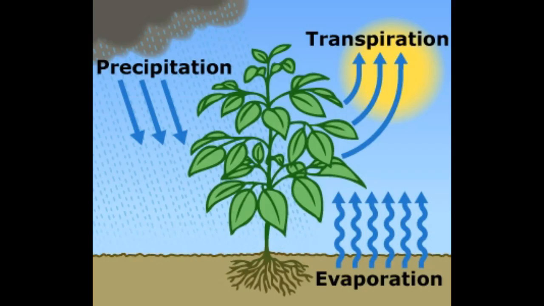For example, evapotranspiration is the process by which liquid water becomes water vapor in the atmosphere due to transpiration from the leaves of a plant and evaporation from the soil in the plant's vicinity. This process involves the geosphere, biosphere, and atmosphere.